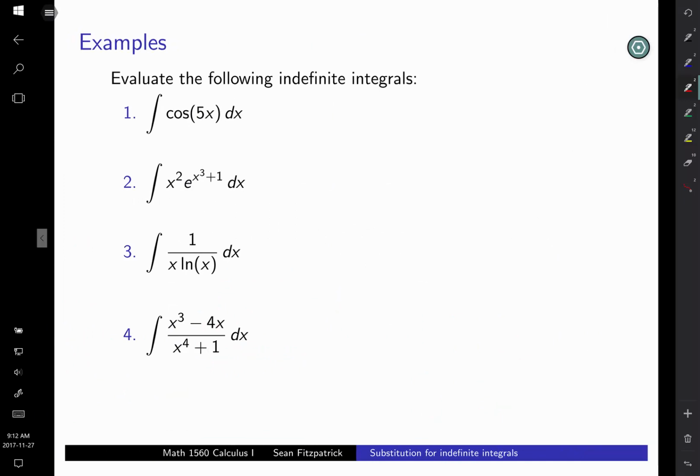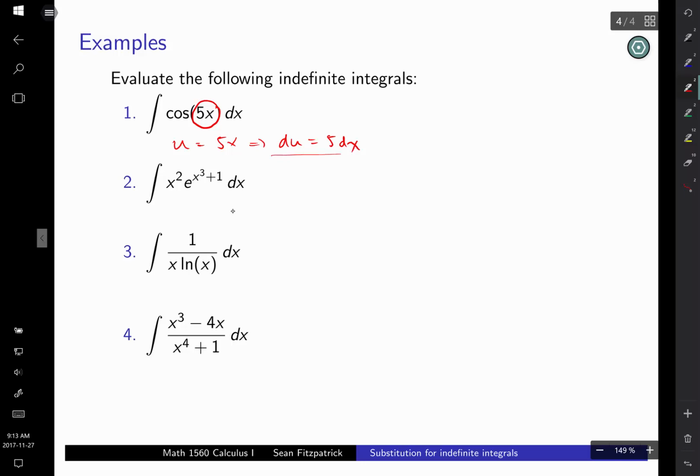Okay, here's a couple more examples. For the first one, it's kind of similar to what we just did. The inside function here is the 5x. We know how to integrate cos x. We don't quite know how to integrate 5x, so what we can do is say, okay, u should be 5x. That means that du should be 5 times dx. So we can divide both sides of this equation by 5 like we just did on the previous slide.